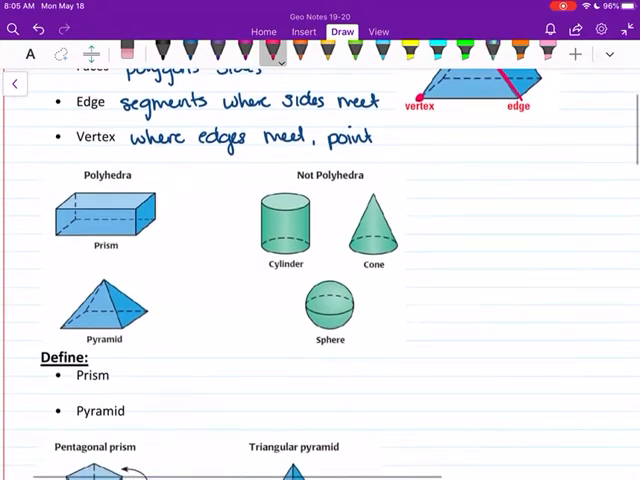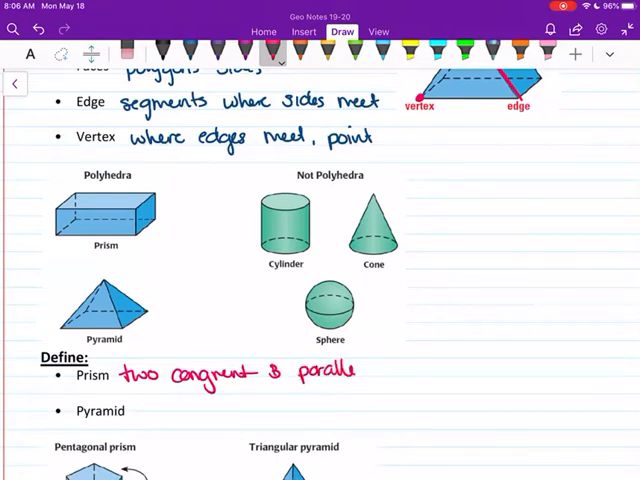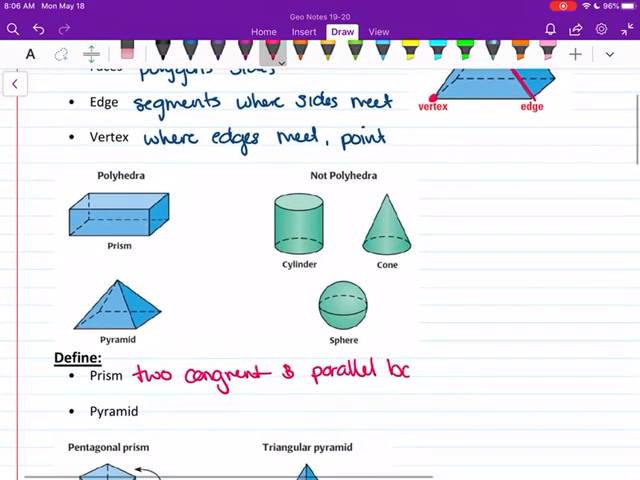So a prism. A prism is a polyhedron that has 2 congruent and parallel bases. So if I look at this top one, here is a rectangle on the bottom, and that's congruent to the rectangle on the top. They are parallel and congruent.